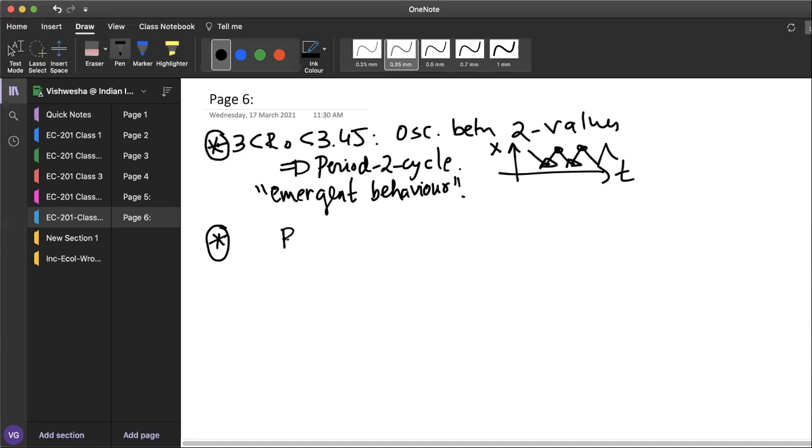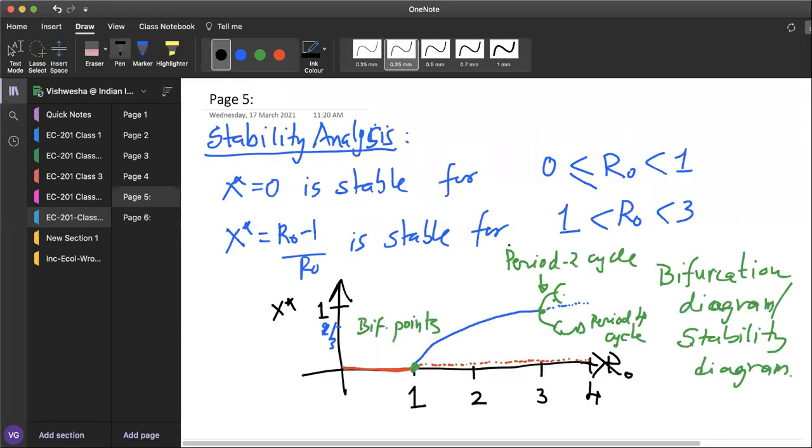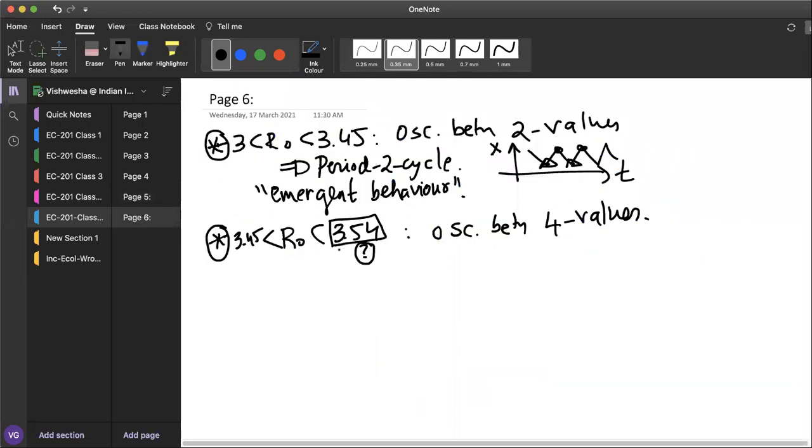And then in the range from 3.45 to, I think, 3.54 approximately, take this with a question mark because I don't remember the exact range, you will find oscillation between 4 values. In fact, that's also precisely what many of you found when you were plotting: it was jumping between 1, 2, 3, 4 values. There is some range where you will find oscillation between 4 values. Can you now guess what will happen next if we increase R a bit further?